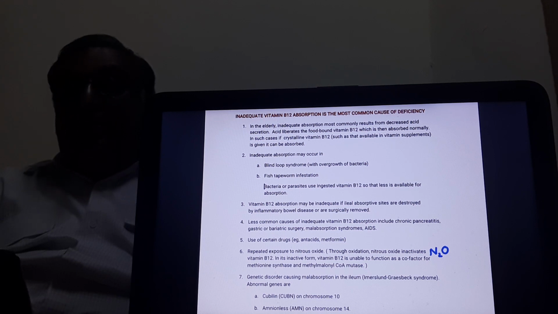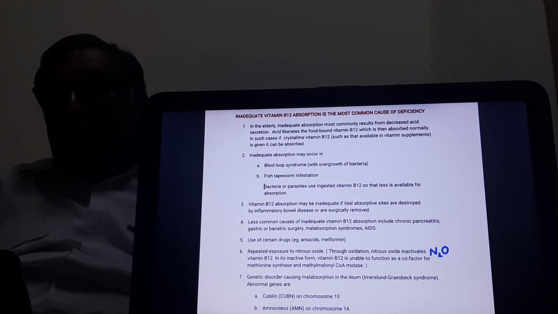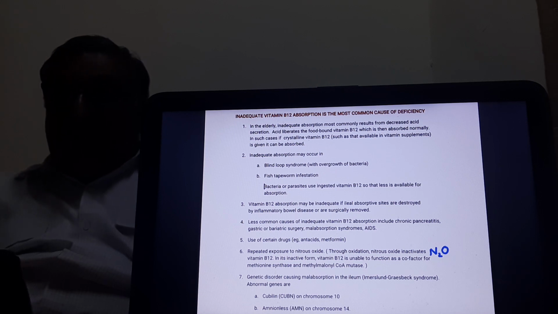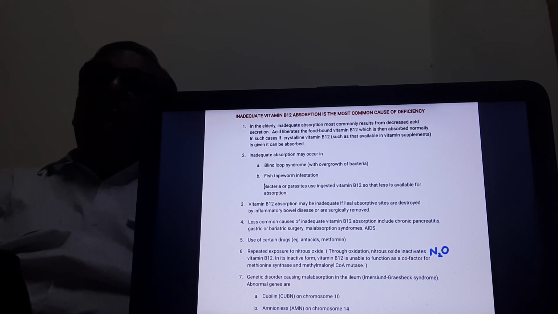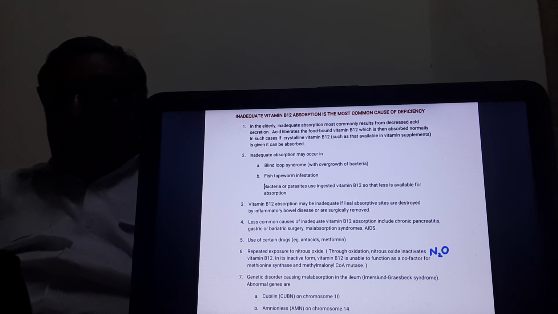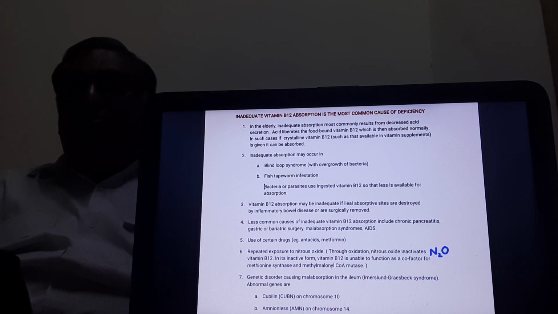Then there can be defects of certain genes like the CUBN gene, which codes for a protein called cubilin, and the amnionless AMN gene. Now these result in decreased absorption of vitamin B12, and along with that there may sometimes be proteinuria. So this disease is called Imerslund-Gräsbeck syndrome. So these are the various causes of decreased absorption of vitamin B12.